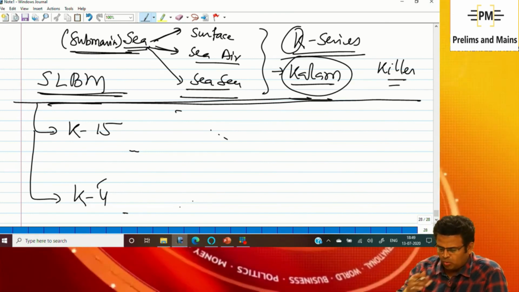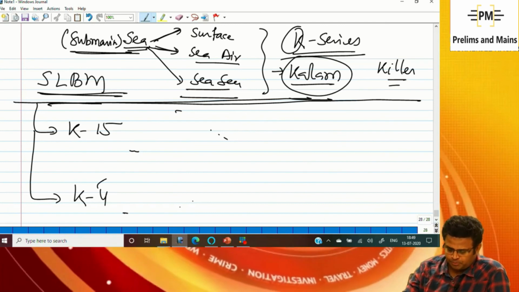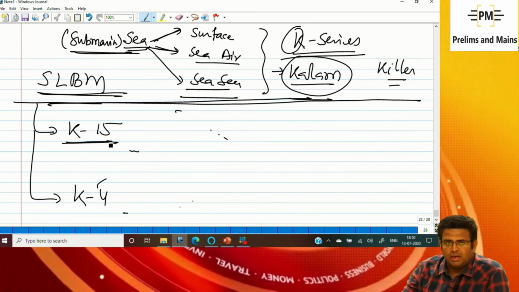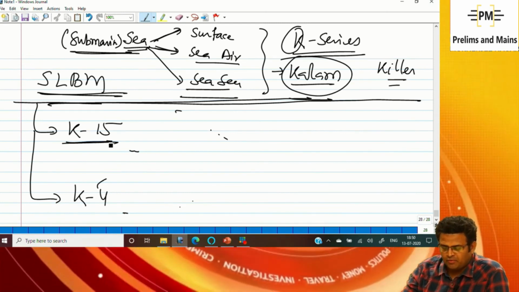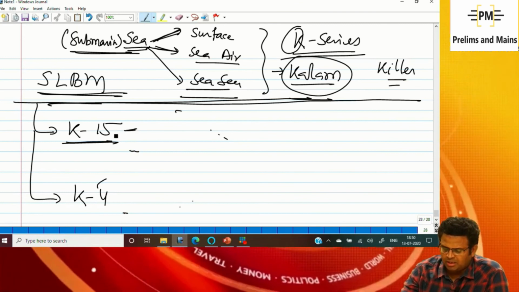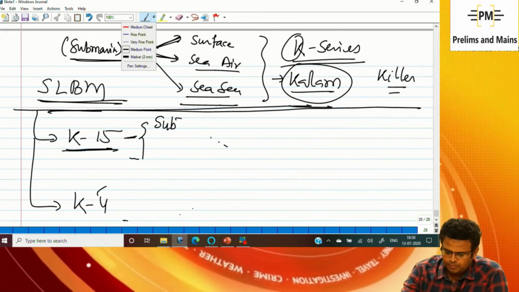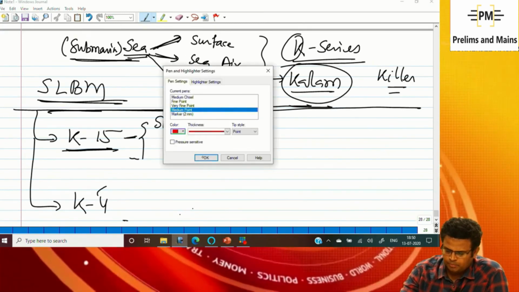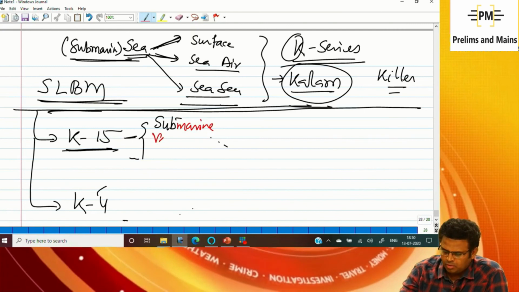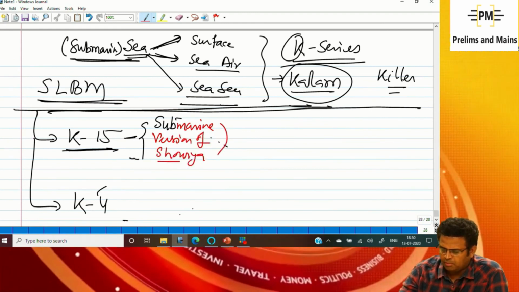And what are the Saurya properties? It has been said that it is a 700 to 1900 kilometer two-stage rocket, and it is Mach 7.5. So it is said that K15 is the submarine version of Saurya. Submarine version of Saurya.